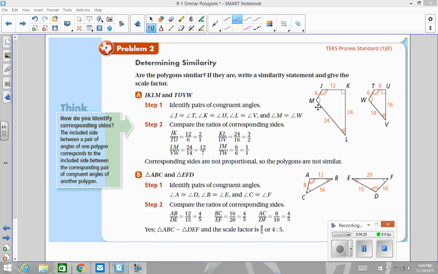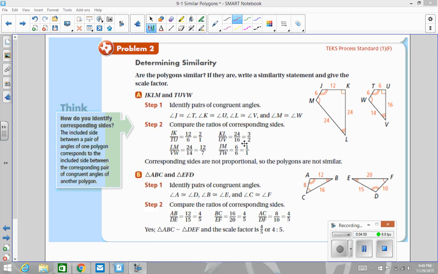LM and VW, which are 24 over 14, reduces to 12 over 7. KL over UV reduces to 3 over 2. And finally JM and TU, which reduces to 1 over 1. Now, since none of the sides are proportional with the same ratio, these two figures are not similar.